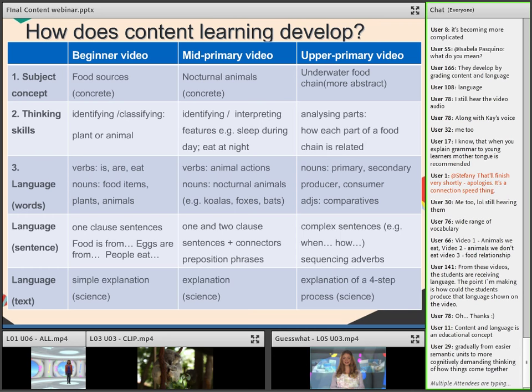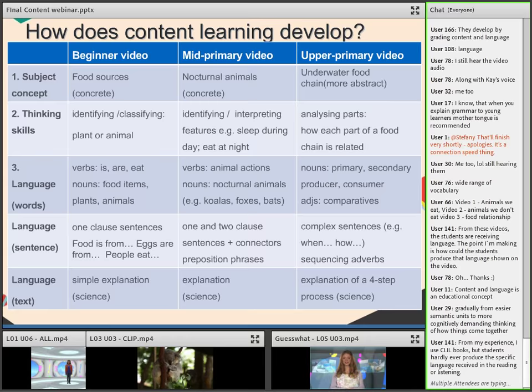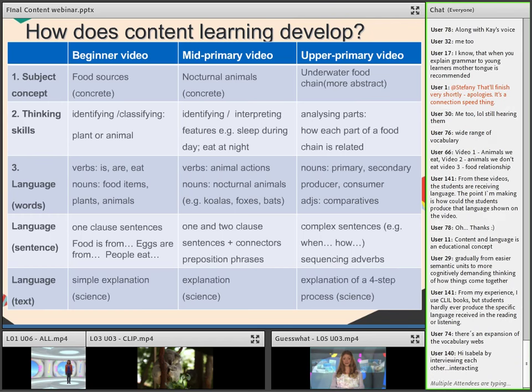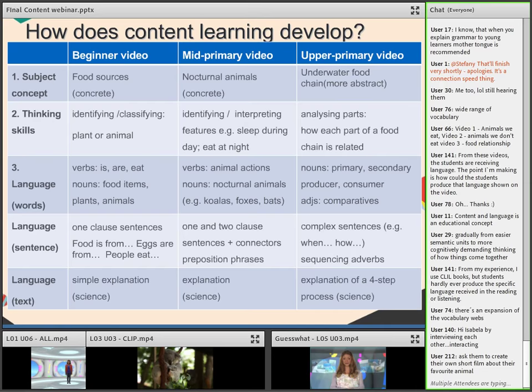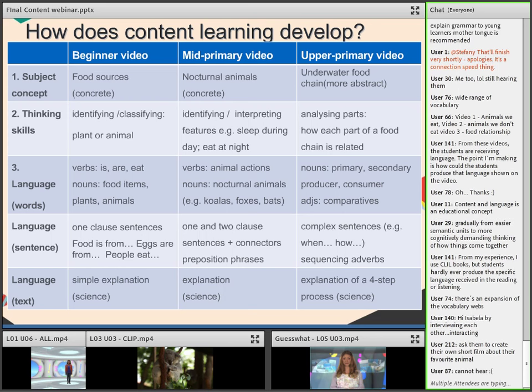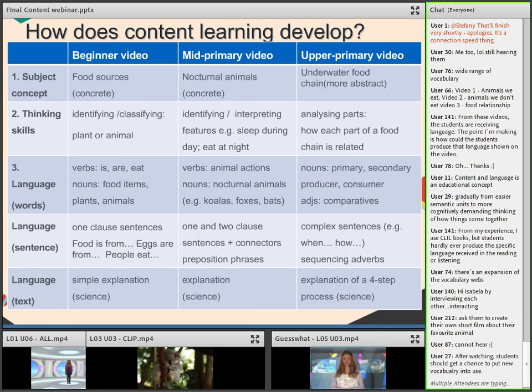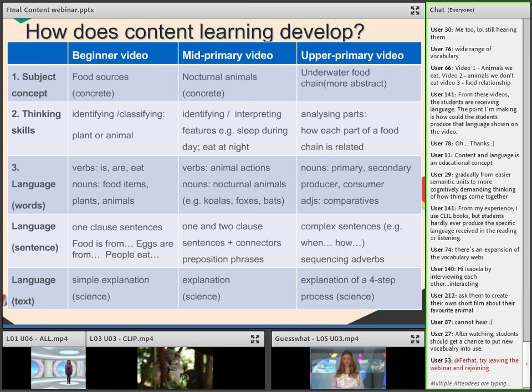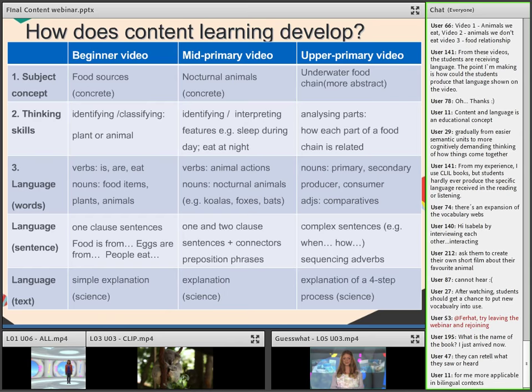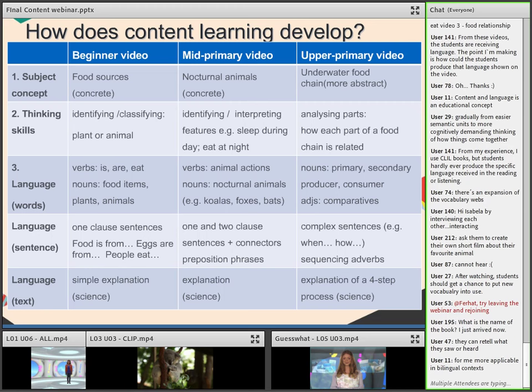At sentence level, the language develops from one-clause sentences, food is from, eggs are from, people eat, to one and two clause sentences with the nocturnal animals, and then into more complex sentences involving when and how and sequencing adverbs. At text level, you heard a simple explanation of where food is from, a slightly lengthier explanation of nocturnal animals, and then into the explanation of a four-step process for science, underwater food chain. So the planning is across the whole range of levels. It wasn't limited to one level.